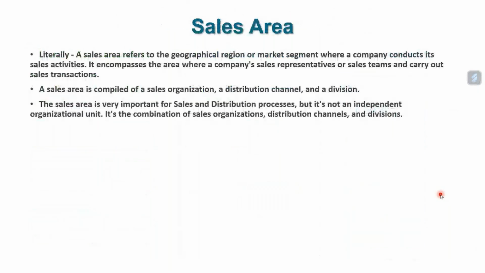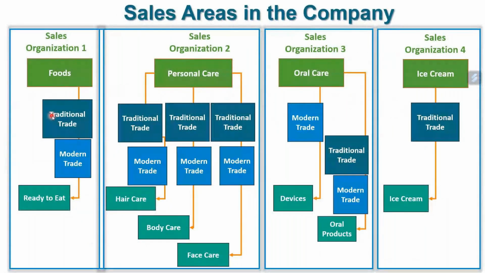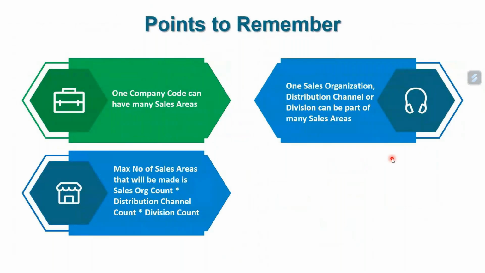But normally you will never reach that. In our case, we saw only 12. So we could have created 56, but we ended up creating only 12, right? Because not all combinations are valid and logical. So an ice cream sales org selling body care does not make sense, or oral care selling ice cream does not make sense, right? So that is why not all your combinations work, but that's a max cap on your sales areas.